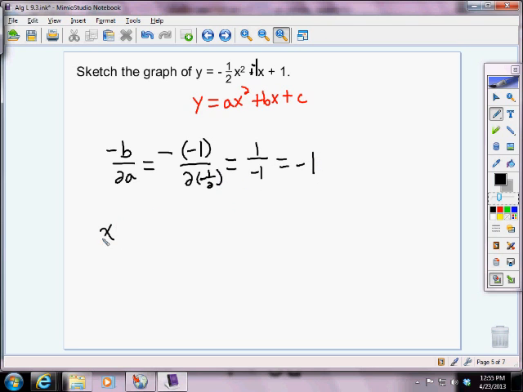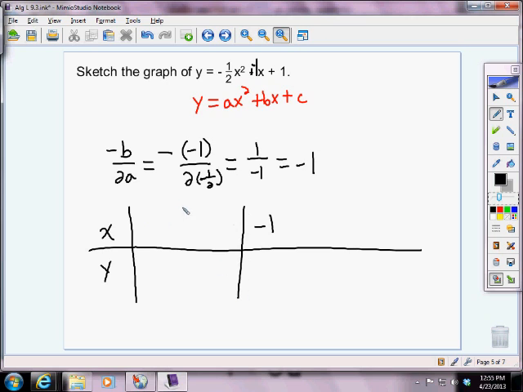Now make your input-output table. Negative 1 we're going to put in the middle, because that's our vertex, and then we want to have a couple to each side. You pick the ones on either side. I'm going to use negative 3 and negative 2, 0, 2. You could pick different ones, but again, you don't want to stray too far from the x-coordinate of your vertex.